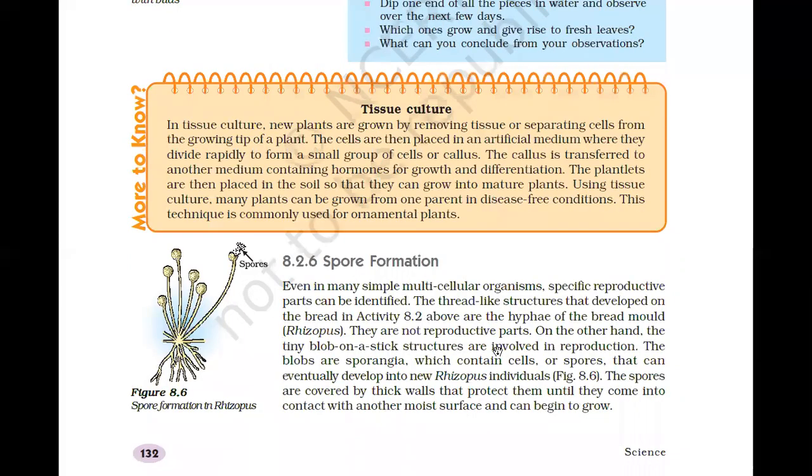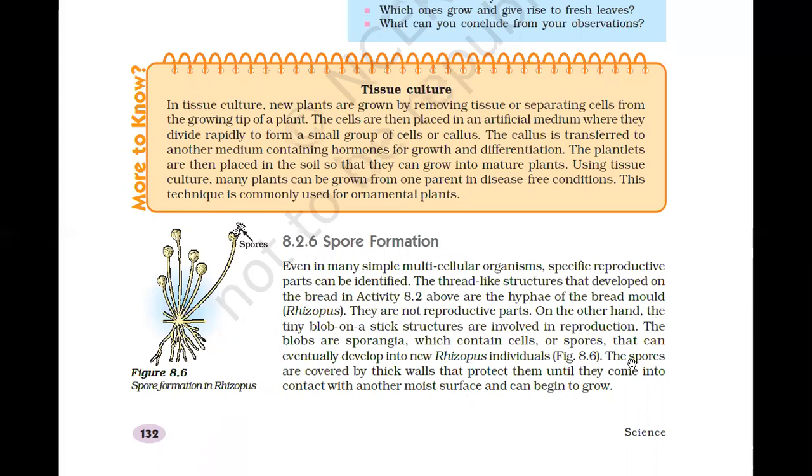Spore formation. Even in many simple multicellular organisms, specific reproductive parts can be identified. The thread-like structures that develop on the bread in Activity 8.2 above are the hyphae of the bread mold, which is Rhizopus. They are not reproductive parts. On the other hand, the tiny blob-on-a-stick structures are involved in reproduction. The blobs are sporangia, which contain cells or spores that can eventually develop into new Rhizopus individuals.